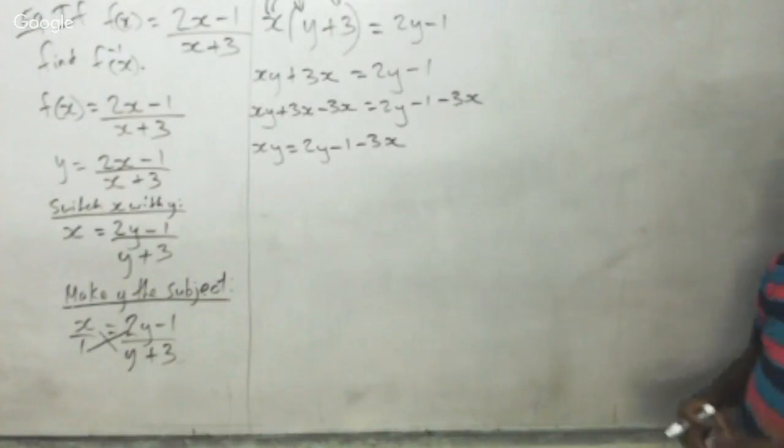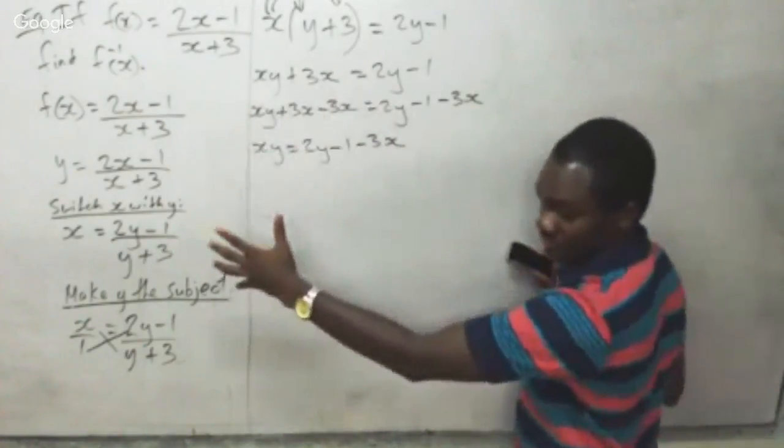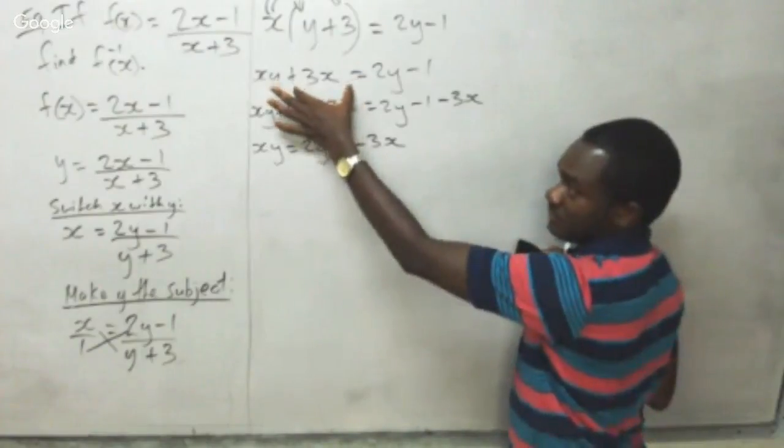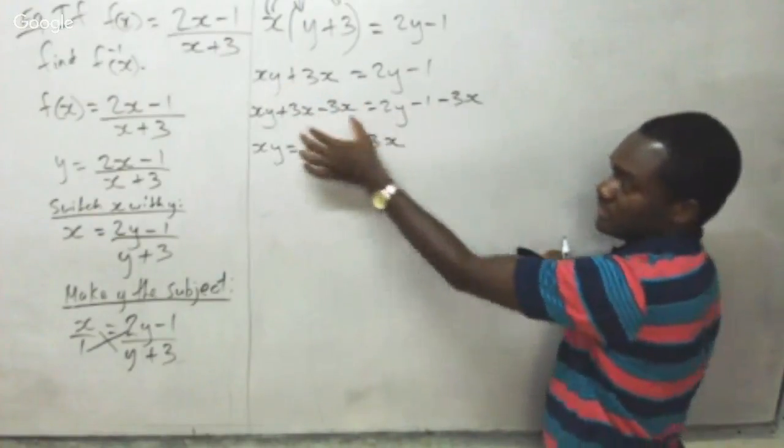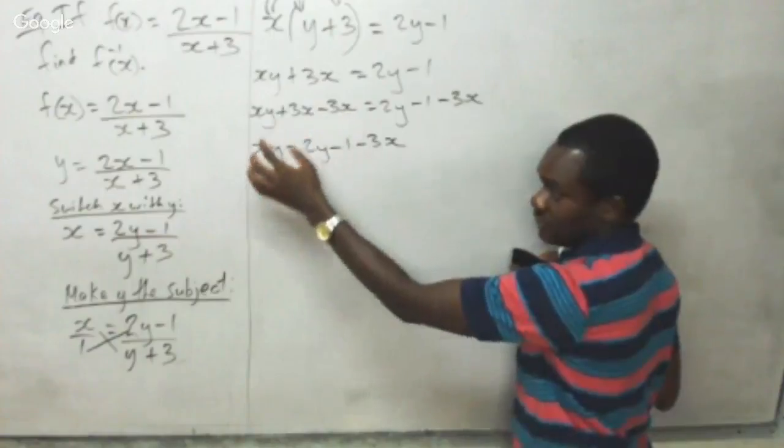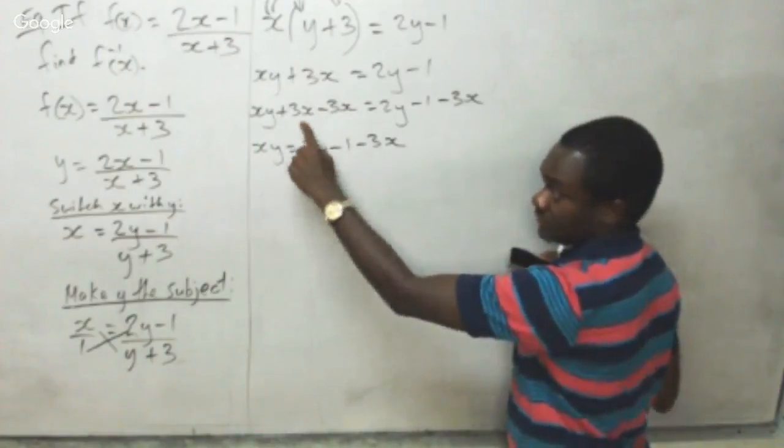Your objective is to get the y's on the left, so we got rid of this by subtracting 3x on both sides. That will get rid of it. That's how we end up with xy by itself. We get rid of the 3x.